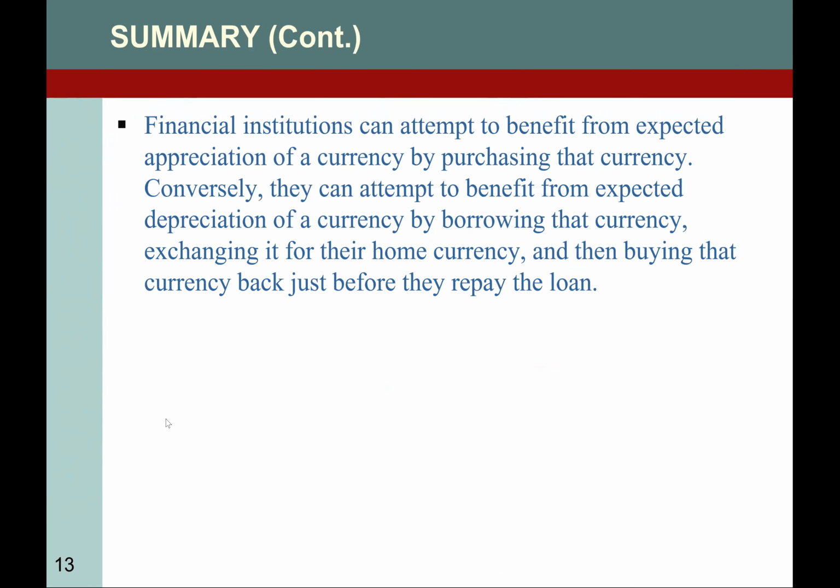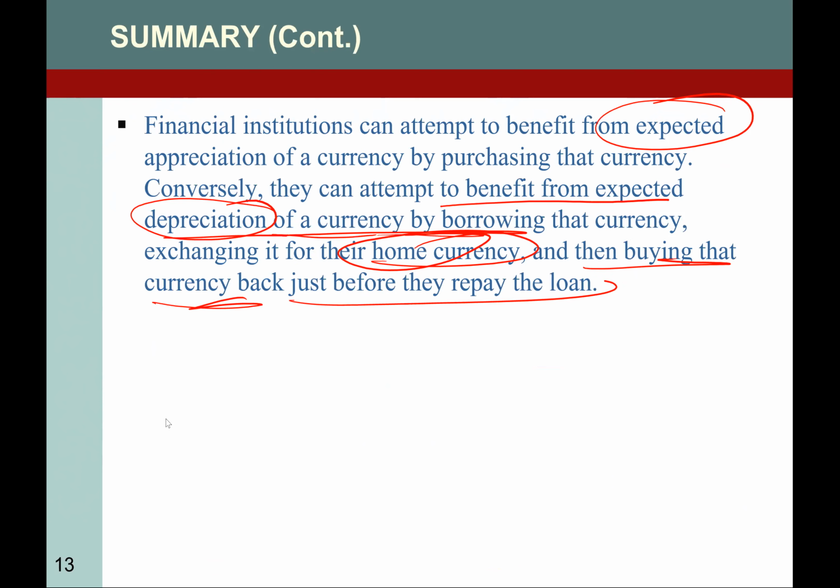Financial institutions can attempt to benefit from expected appreciation of the currency. Look at the word expected, where we talk about expectation. Expectation can be on the basis of your judgment through analysis or on the basis of speculation. They can also attempt to benefit from expected depreciation of the currency by borrowing. So you borrow where the currency is going to depreciate, exchange it for your home currency, then buy the currency back before you repay the loan. We just did the example, right? So your home country was, for example, the US.